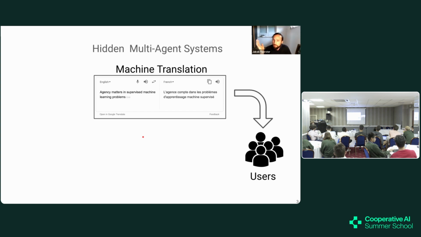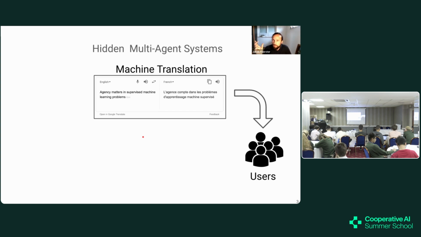Okay, so this is something, right? We have a lot of different users, and different users might have different needs and desires. They might mean different things when they're translating. So that's definitely a multi-agent problem. And obviously ideally, we want to understand the user intent and translate according to the intent.